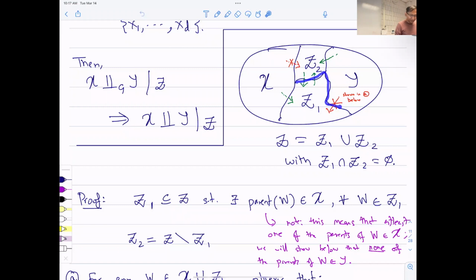Look at Z1. Z1 are all those nodes in Z such that at least one of its parents is in X. So if you have a node here, that means there must be a directed edge. It may have multiple other things. I haven't specified anything about the others, but at least one. Maybe it has more than one as well. So any node here has one parent here. I haven't told you anything about what else can happen. That's what Z1 is. And Z2 is everything but Z1.